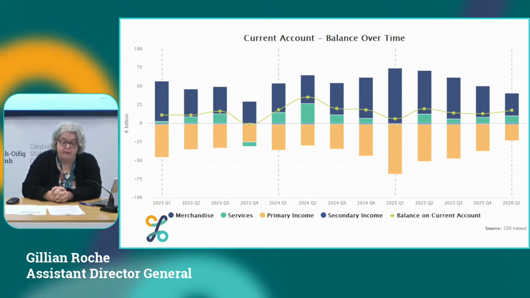But then, looking more at the elements of that, we see an increase of 11.6 billion from this time last year, so 5.8 billion in Q1 2025 to the current level of 17.4 billion. And compared to last quarter, that balance is up by 4.6 billion.